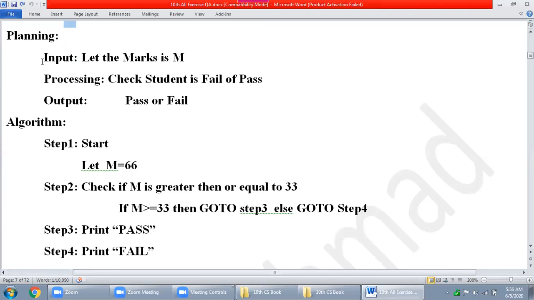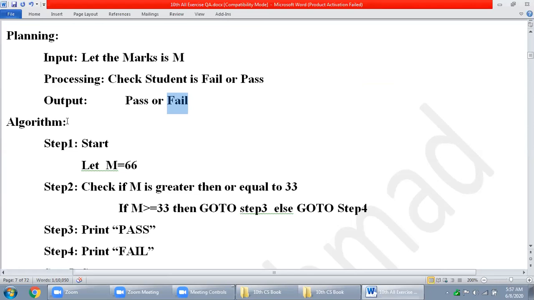Now solving this question. Input. Over here in the planning stage, we input the marks, let the marks be M, capital M. Next step is processing. Check whether the student is fail or pass. Over here, in the processing symbol, we will check whether the student is fail or pass. Our output should be: if the marks are greater than 33, obviously he or she is pass. If the marks are less than 33, then he or she will be fail.